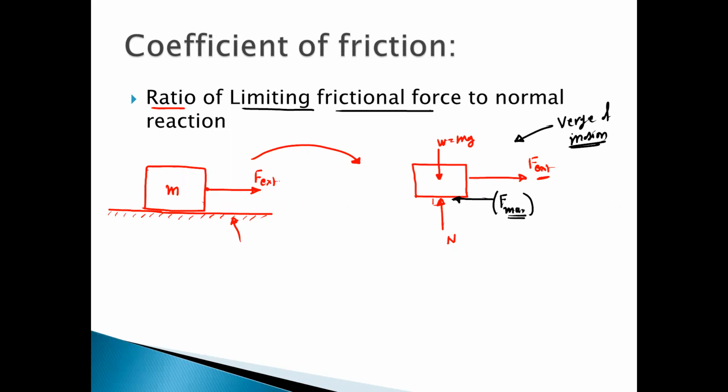That means after this point, the verge of motion, the object will be completely in the dynamic state. That means it will start its motion. Okay, so this is your free body diagram for this object. Now, what is the coefficient of friction? We calculate the coefficient of friction only for the limiting condition.